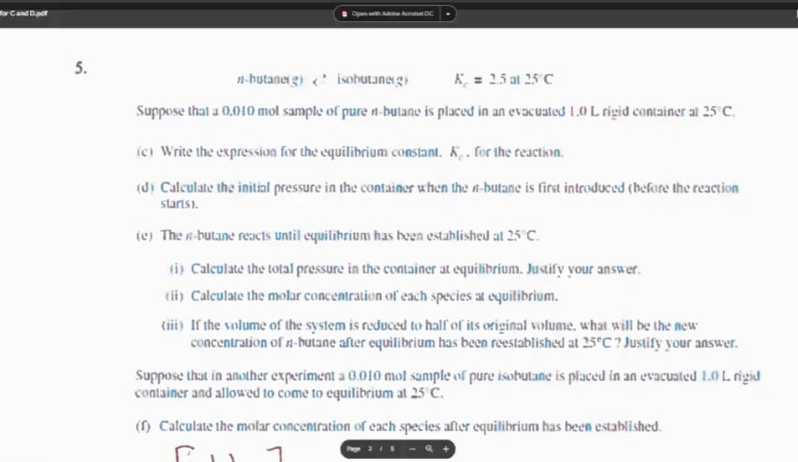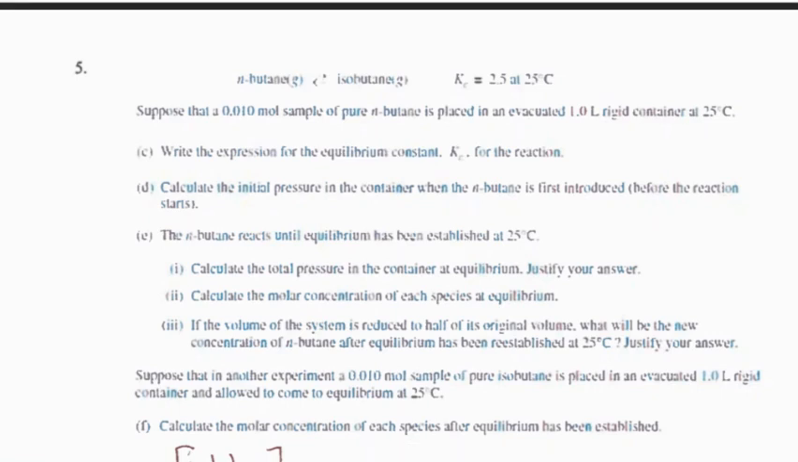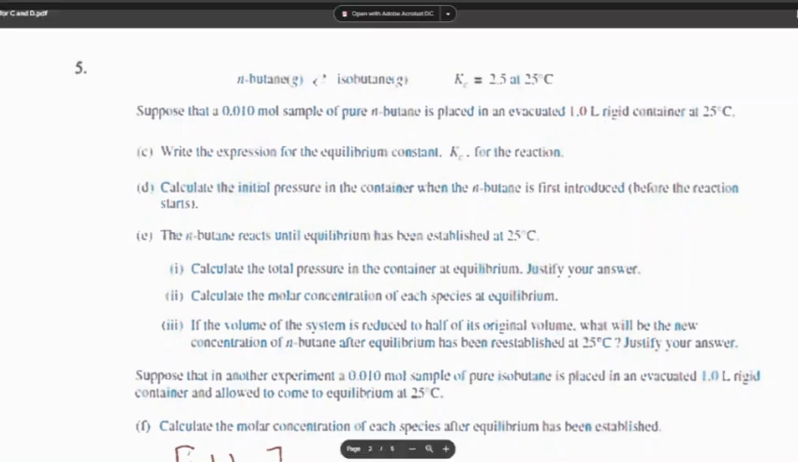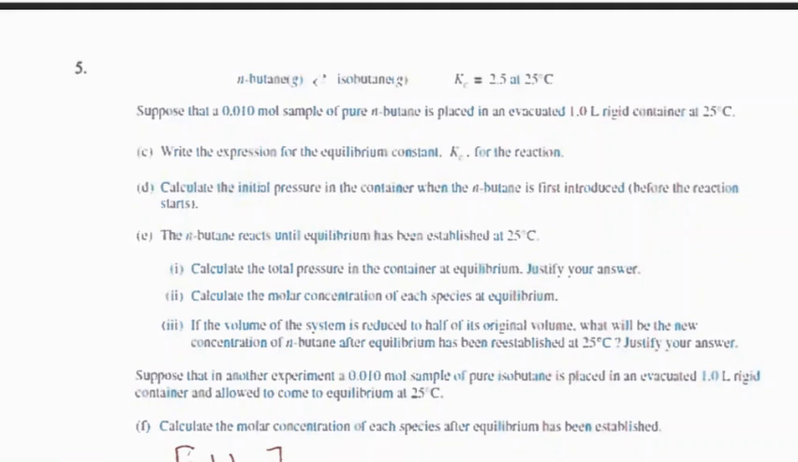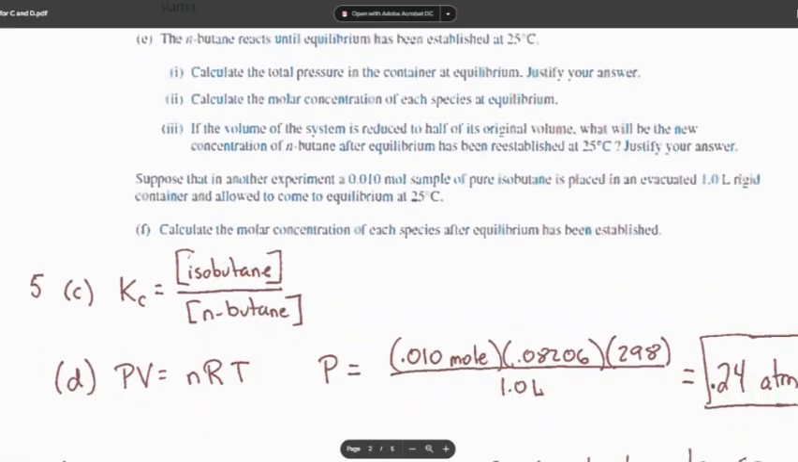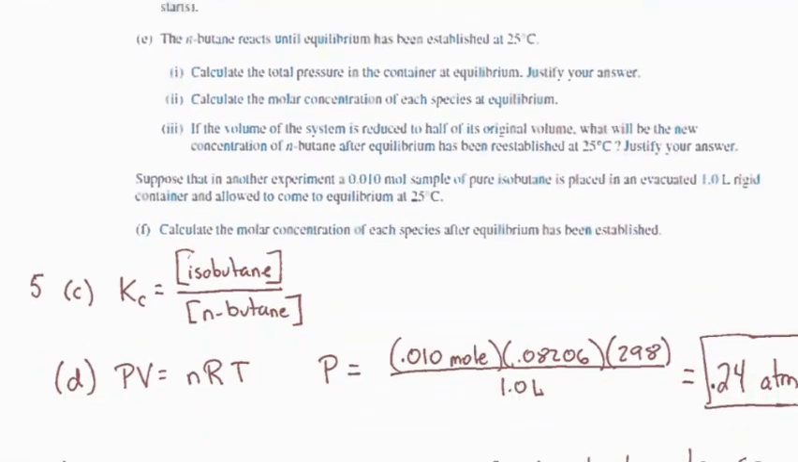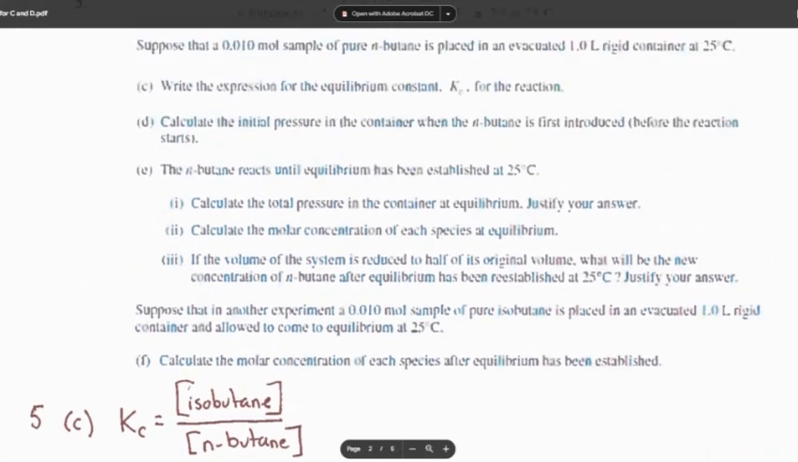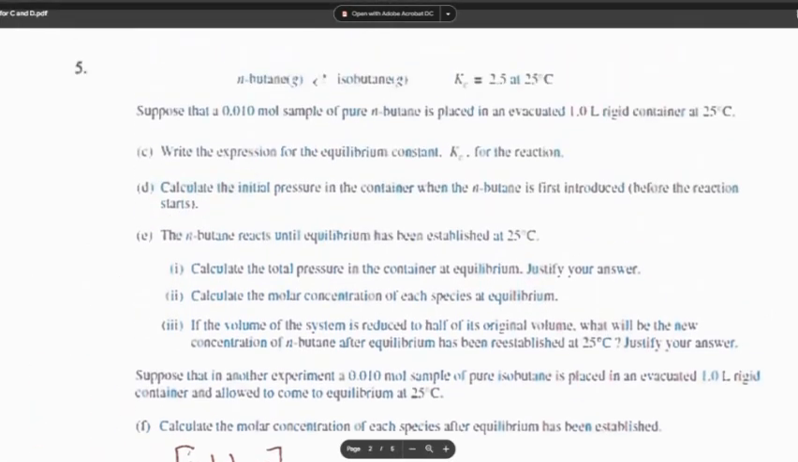Write the expression. This is just going to be an expression. It's just the setup of the products over the reactants. It says equilibrium constant with a little c for concentration. We just put the concentration of isobutane over the concentration of n-butane is equal to K. It's just the expression. It's just the setup.